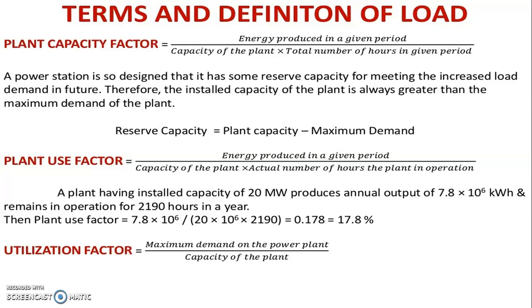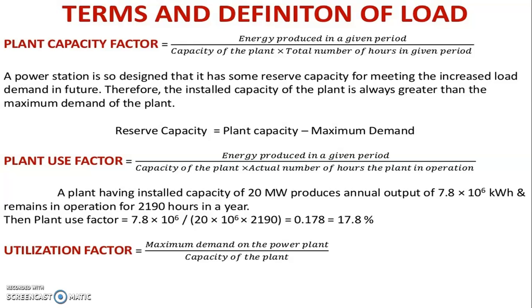Next, plant capacity factor is the ratio between energy produced in a given period to the capacity of the plant into the total number of hours in the given period. A power station is designed so that it has some reserve capacity for meeting increased load demand in future. Therefore, the installed capacity of the plant is always greater than the maximum demand of the plant.